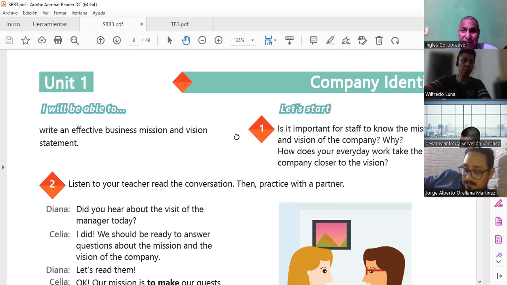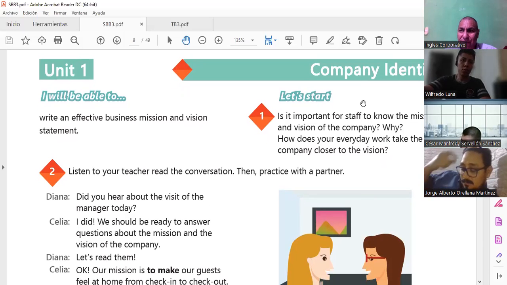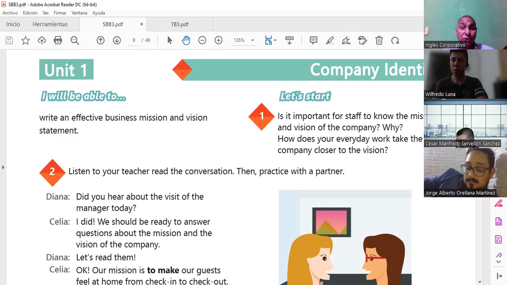Ya. Yeah. Ok. Entonces, vamos a ver. Aquí el book nos dice acerca de the mission statement y vision statement. Dice, write an effective business mission and vision statement. And dice, is it important to staff to know the mission and vision of the company? Entonces, esa es la pregunta que nosotros nos vamos a contestar right now. Is it important for me to know the mission and vision of the company?